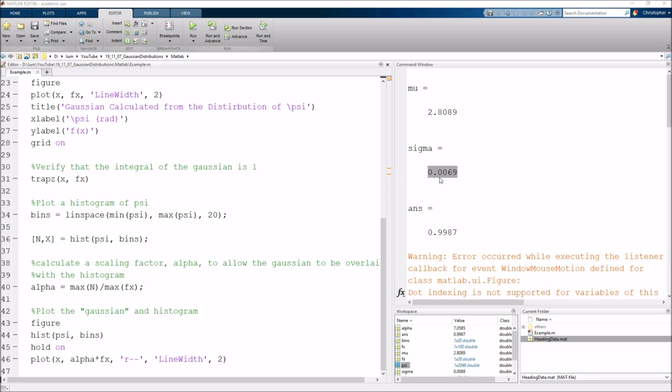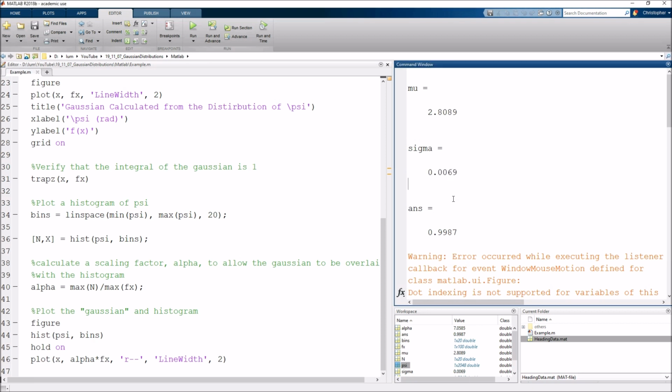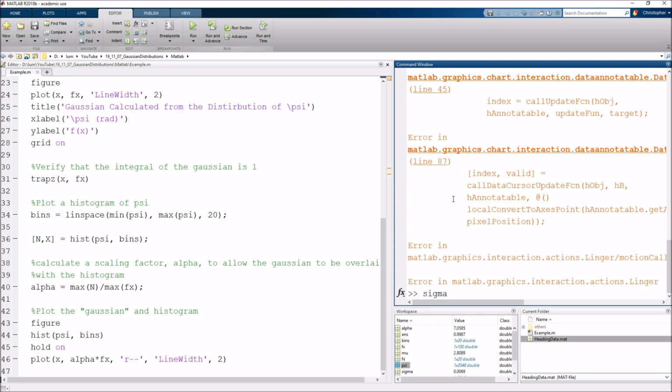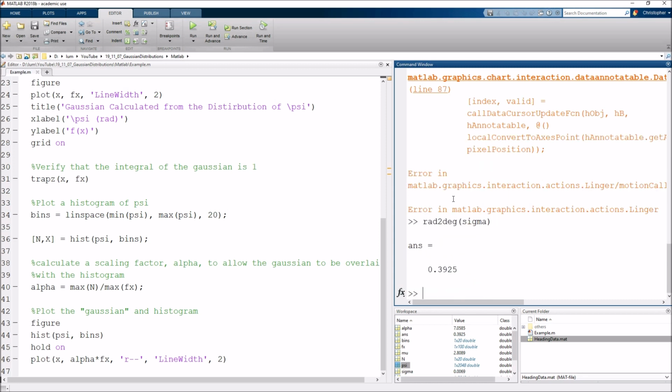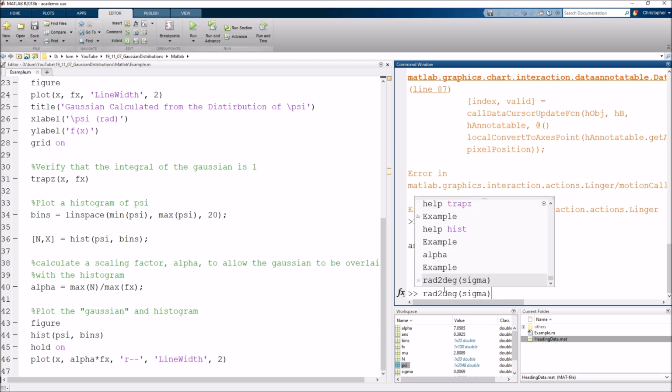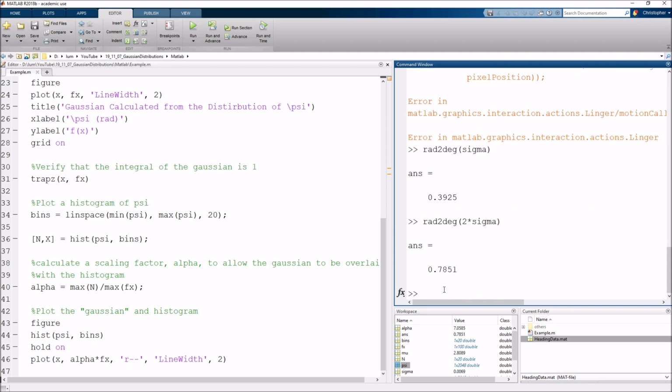So within 0.0069 radians, what is that in degrees? So let's see, this is rad2deg of sigma here. Okay, so this is a pretty good sensor, right? Because 2/3 of the samples are within 0.4 degrees of the actual value. And our 2 sigma value, we know this is going to get 98% of it, so less than a degree variance. And pretty much I can virtually guarantee that the sensor is never going to report a value more than 3 sigma out of the limit.